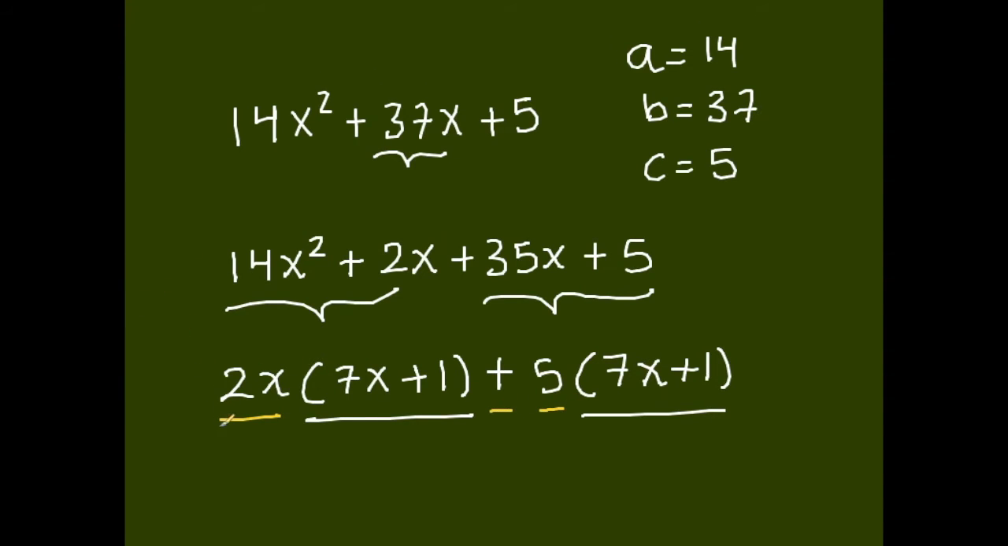Okay, so let's pull out the 7x plus 1. Oh, 7x plus 1, and what remains is 2x plus 5. Just keep those inside a set of brackets. All right, and we're done with factorizing this. All right, so I hope that made sense. Let's try one more example.